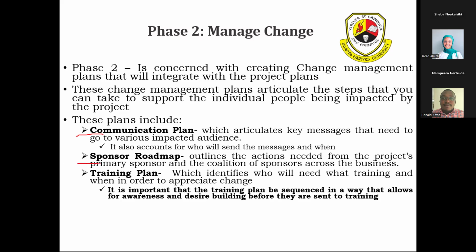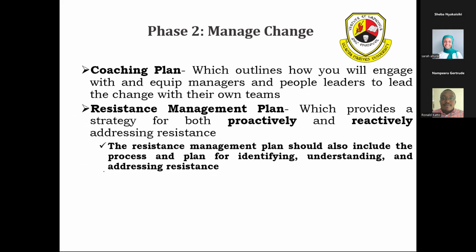The sponsorship roadmap here is extremely important because these are going to be the mouthpiece, those going to do the communication. The training plan: who is going to be trained in what skills and so on and so forth. The coaching plan. So here you're engaging and equipping managers and the people who are in leadership on how they are going to impact their team. Then you have the resistance management plan. So these are going to proactively and reactively address any resistance.